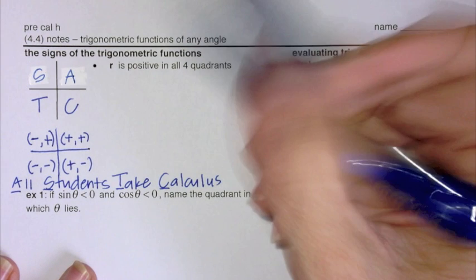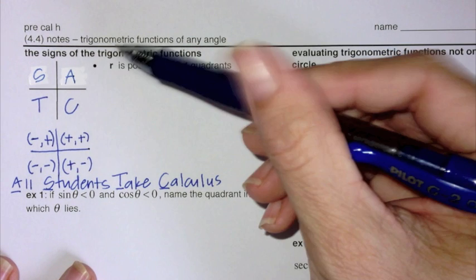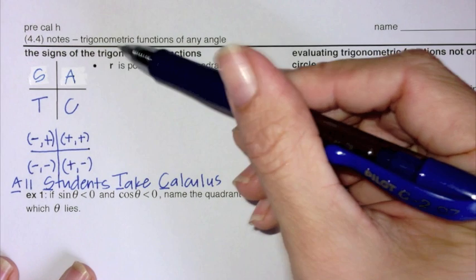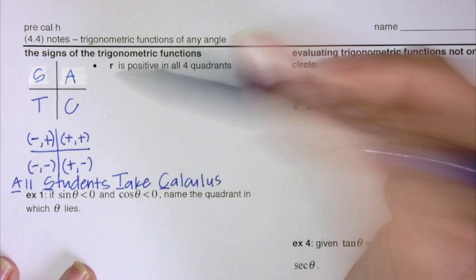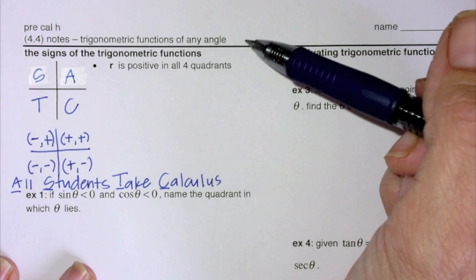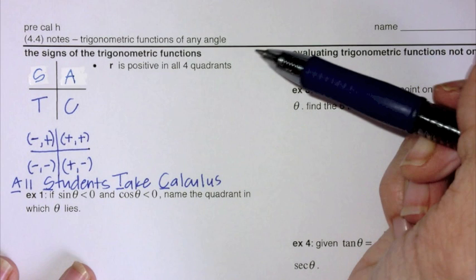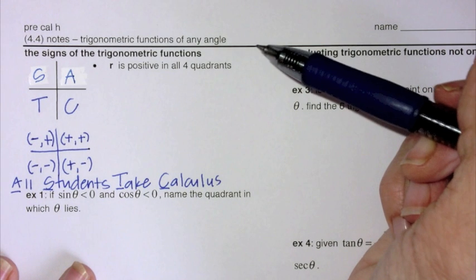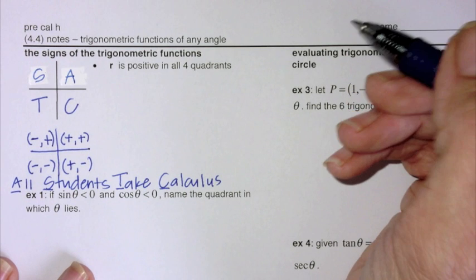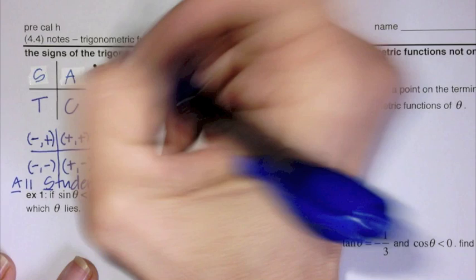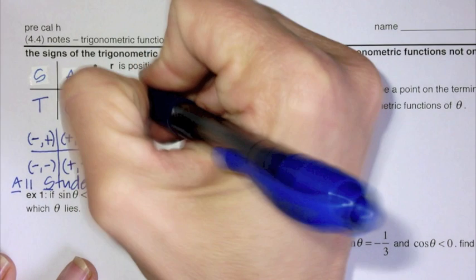So just so you know, we're going to start off by saying that when you draw a triangle or an angle, R is positive in all four quadrants. So R is always going to be positive. If it's on the unit circle, we can say R is 1. But we're not going to be only on the unit circle in today's. So the next thing we're going to talk about is what sign each one will take on in each quadrant.